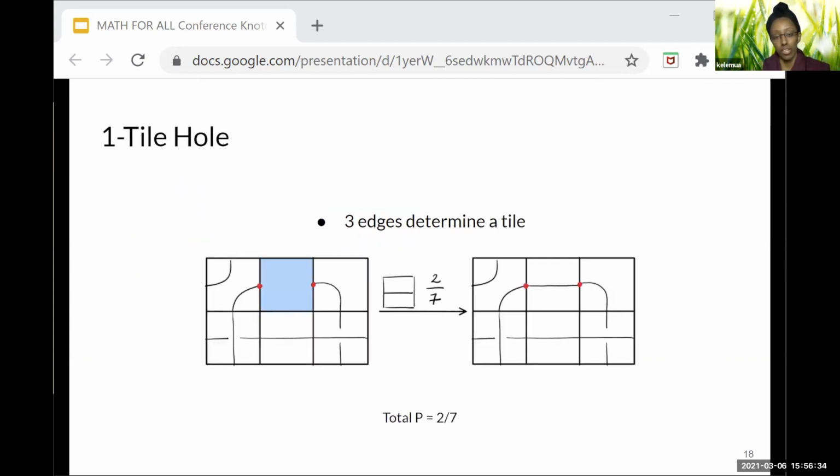So the first hole we studied was a 1-tile hole, and we found that 3 edges determine what single tile can be placed to fill a hole. So in this case, we can only place a line tile, so the total probability of filling the hole is 2/7.